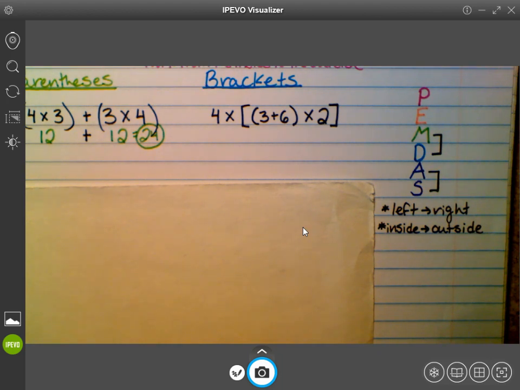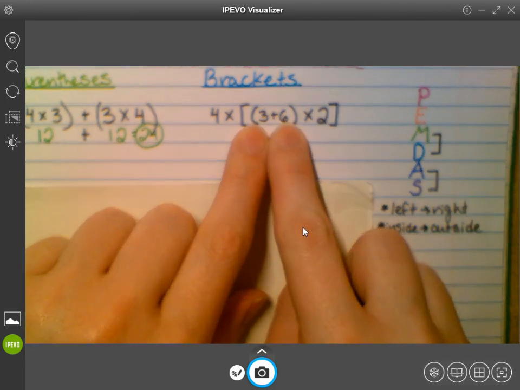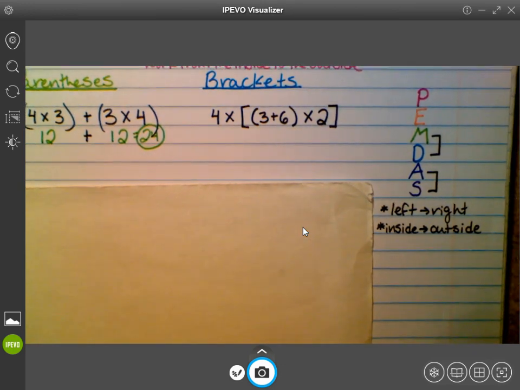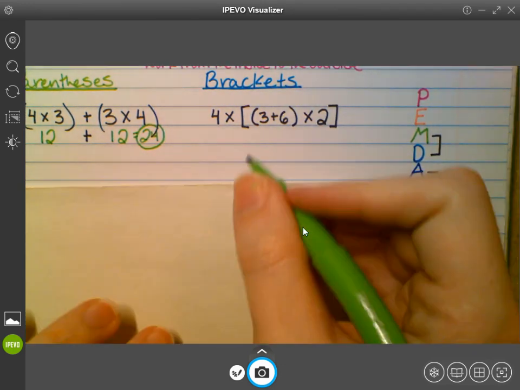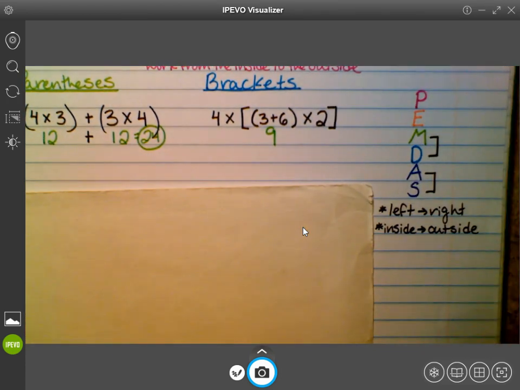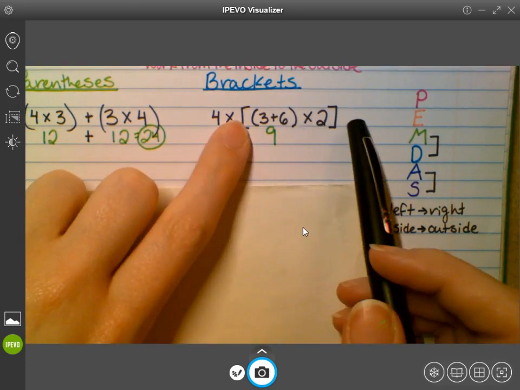Jack P? Yes, we need to add 3 plus 6. We need to go all the way to the inside. That is what's all the way in there. So our brackets, 3 plus 6. What is 3 plus 6, 5th grade? 9.